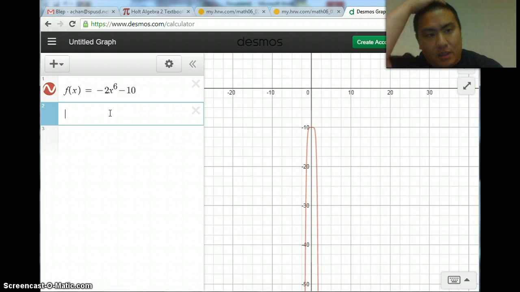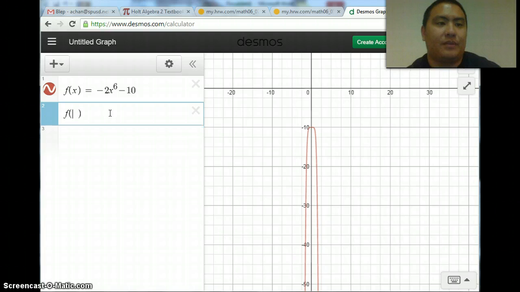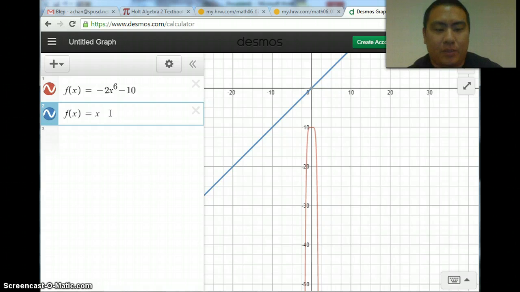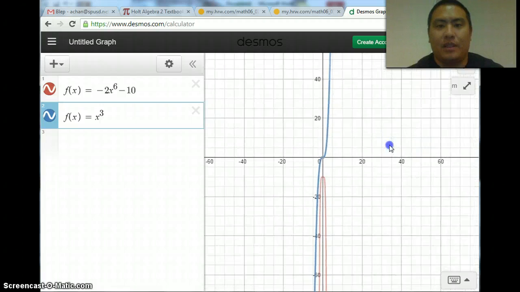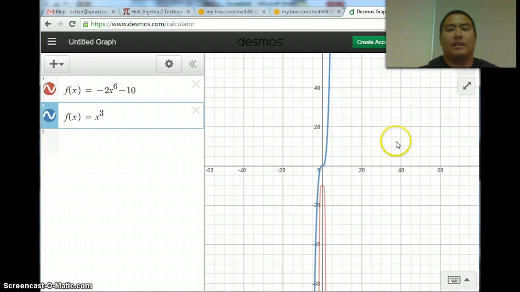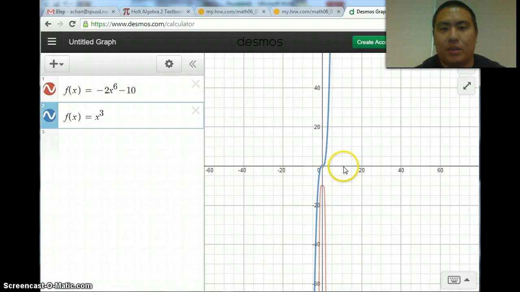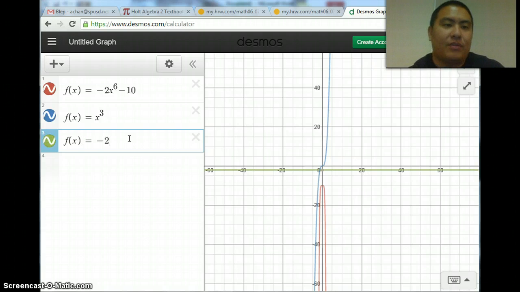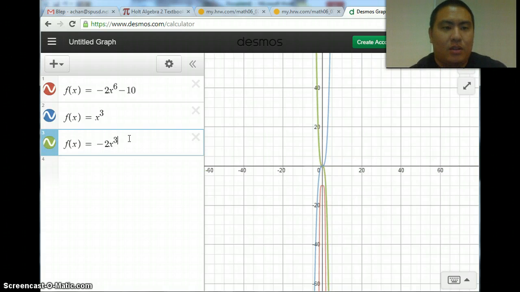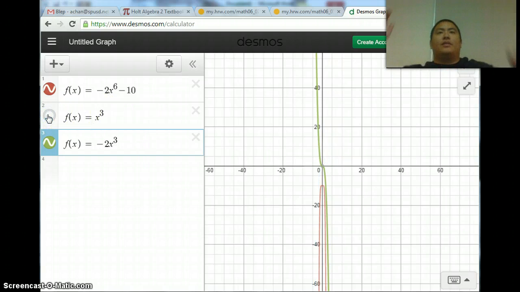Right, the other thing is this. If I have something like this, let's do f of x is equal to x to the third power. Well, x to the third power is an odd degree, right? And because this is an odd degree, if I had a positive number to the third power, it's going to give me positive. If I have a negative number, it's going to give me a negative. Now watch as I multiply by a negative number. Just for fun, I'm going to do negative 2 times x to the third power. See how the green one is opposite. It flipped it. So instead of going like this, it went like this.